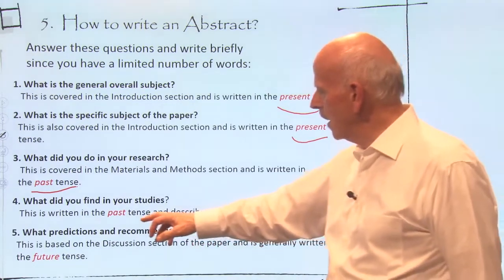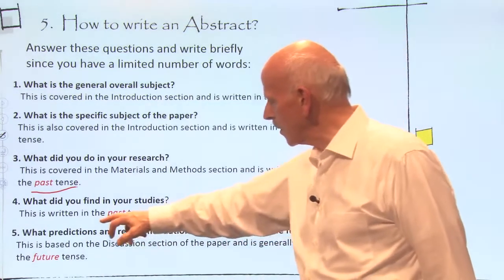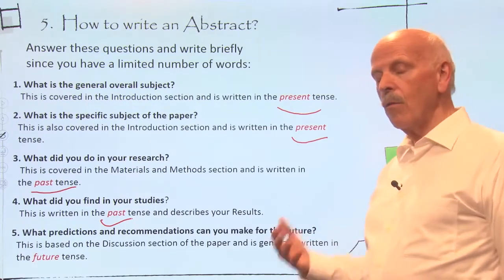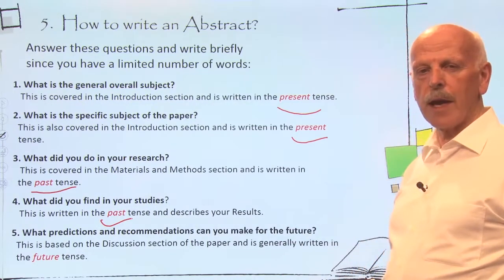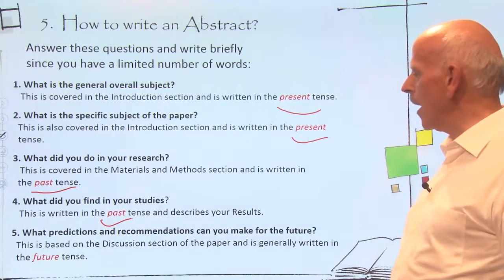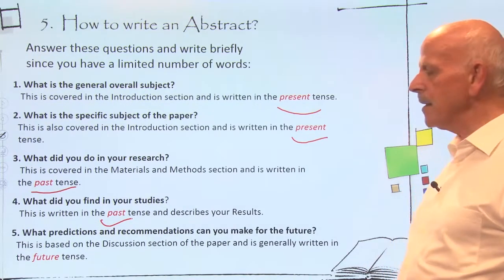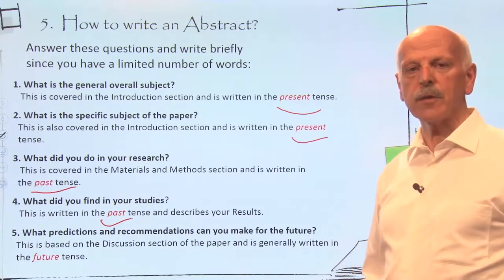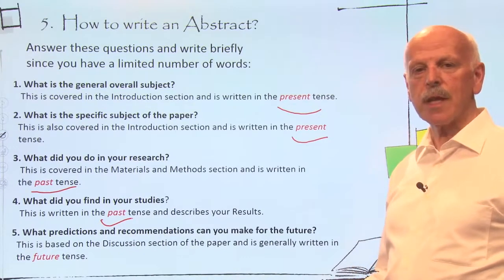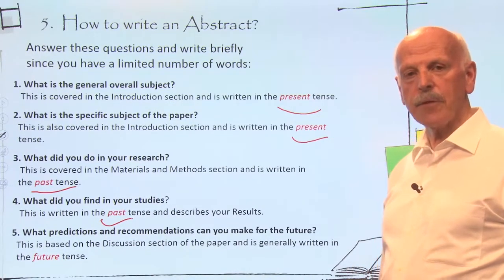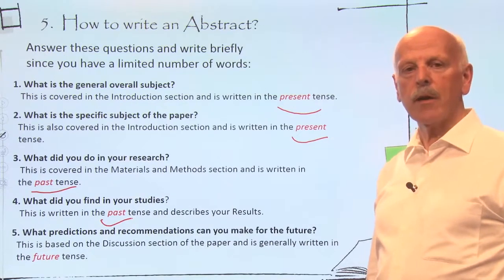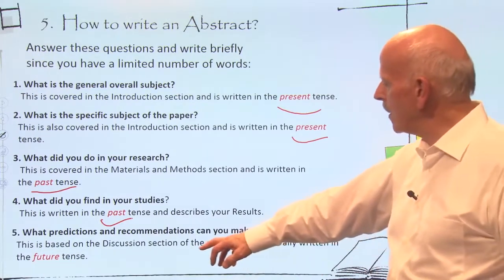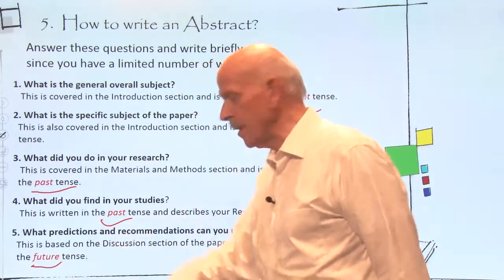Likewise for the results. What did you find in your studies? That's the results section, also written in the past tense. And lastly, what predictions, what forecasting, what comes in the future, what recommendations do you have based on your research? And if you are a manager, a wildlife manager, for example, you may have some suggestions as to what can be done in the future, 10, 20 years from now, in the case of the deer, to control the population. So this is looking into the future and, of course, is written in the future tense.